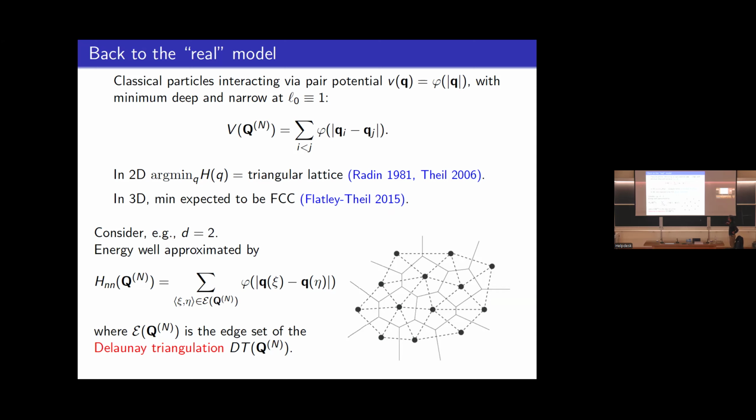So as I said, the Delaunay triangulation is always well defined, and if you have a potential that is very deep and narrow, presumably you can drop in the energy all the terms that involve next to nearest neighbors and beyond. So you retain only the interaction among the particles connected by bonds. In this way you re-express the original energy in an approximate form, in terms of a potential energy defined on a graph. Notice, however, that the graph depends on the particle configuration itself.